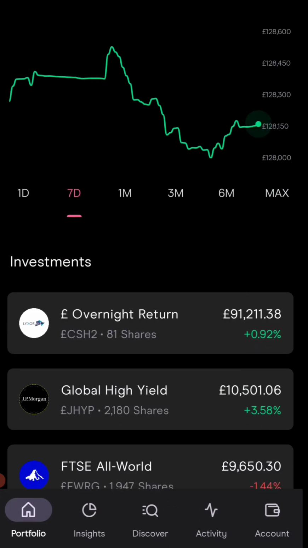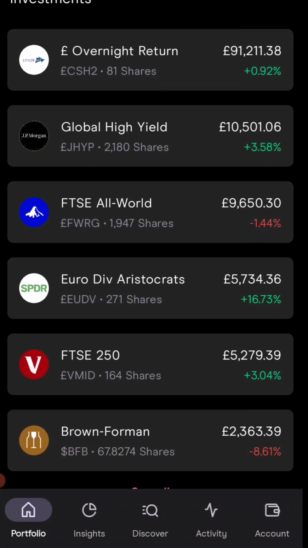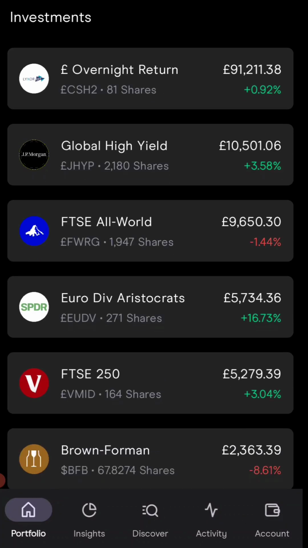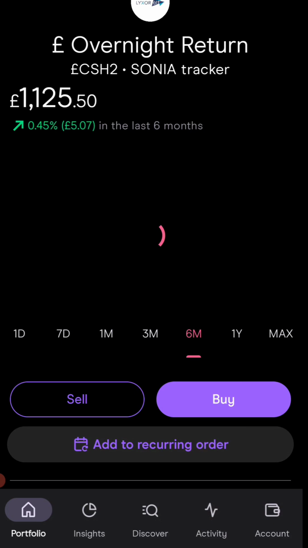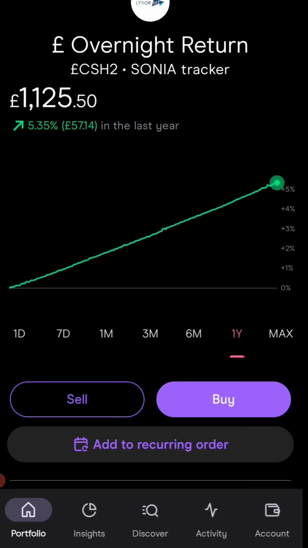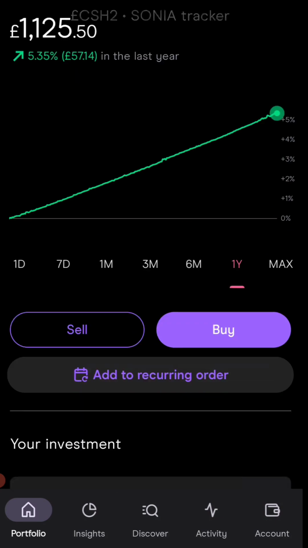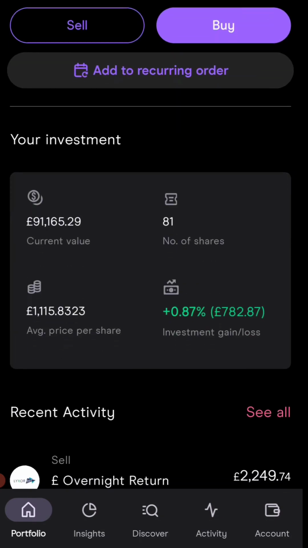So if we go back to my portfolio, you can see here that I've got the vast majority of my investment in the overnight return, which is a money market fund, which is very safe. And if we look at how it's done over the year, you can see it's a straight line, never goes down, but has only delivered 5.35% over the last 12 months. So very, very low risk, but also reasonably low return. You know, if you are looking for something around the 10% mark, then this is not going to be one for you.